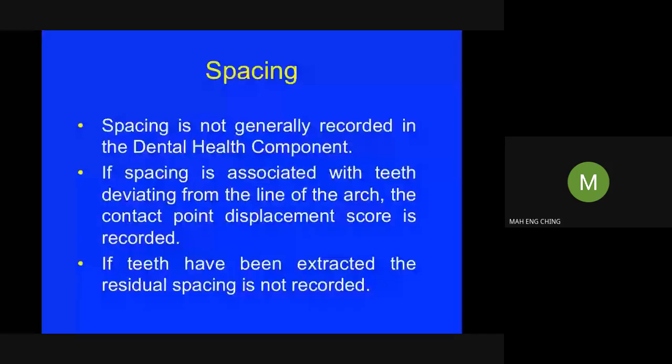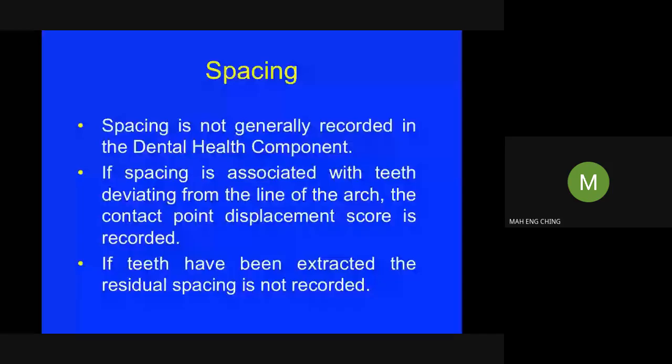So if spacing is associated with a tooth deviated from the line of the arch, then the contact point displacement is recorded. So let's say they have spacing between the 3 and 4 or 4 and 5, even though they are spaced, but they have the displacement of the contact point.